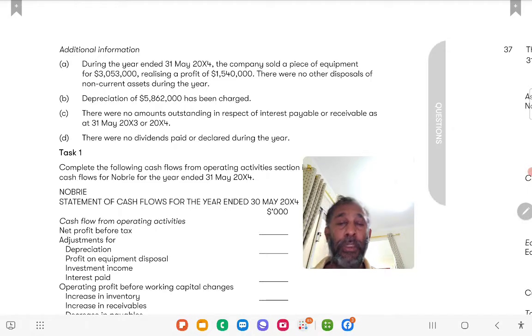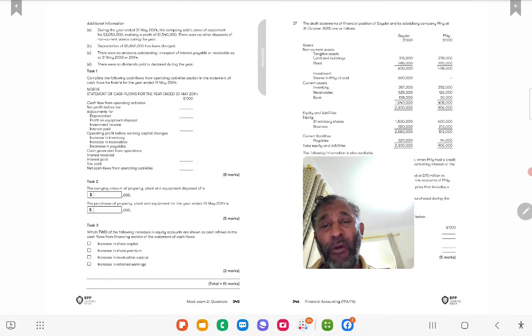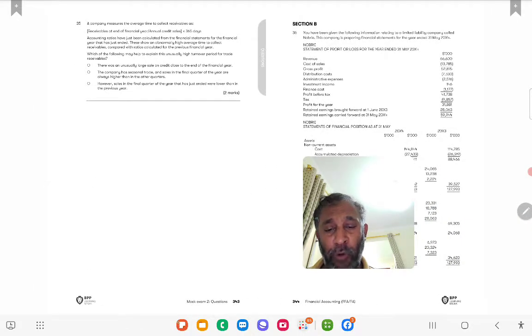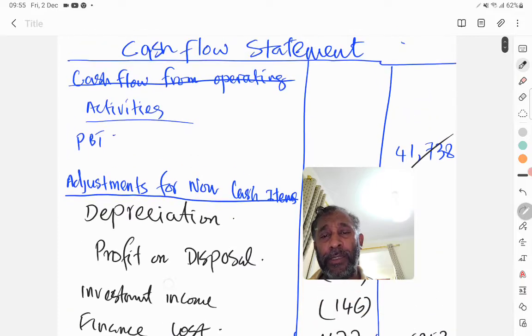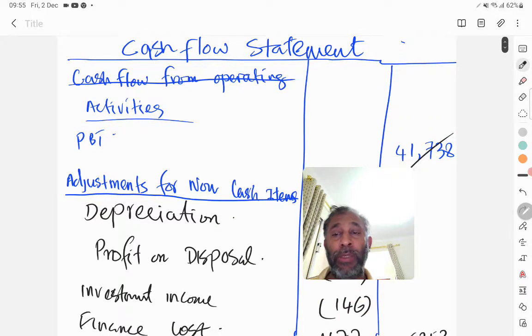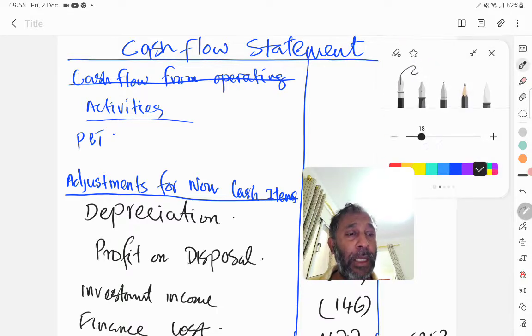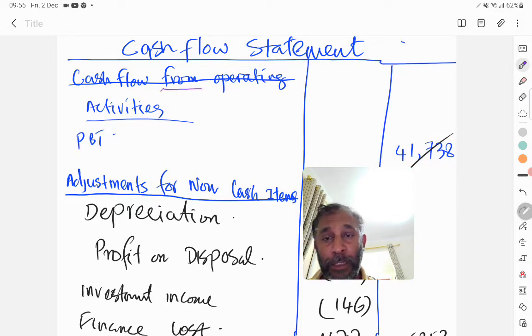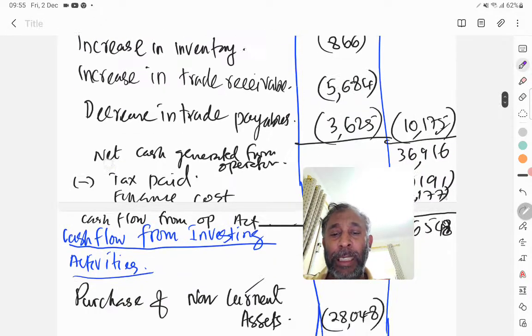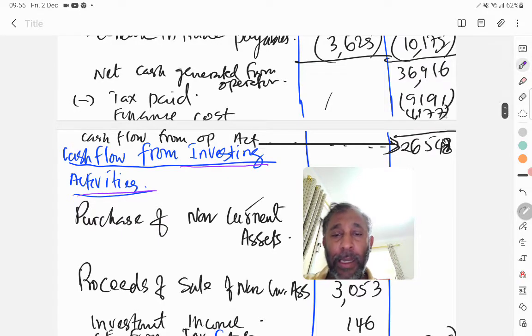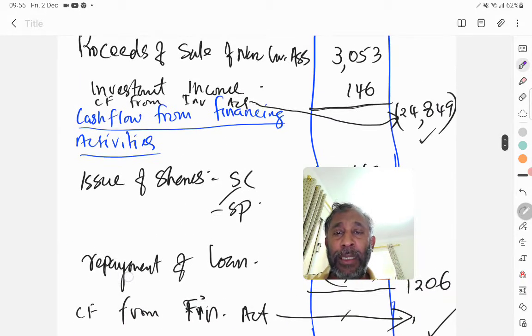So in order to answer a cash flow statement question, what you should do first is sketch the format. The cash flow statement will have three sections. It is categorized as cash flow from operating activity, cash flow from investing activity, and cash flow from financing activity. So you categorize into three headings and then you leave enough space.